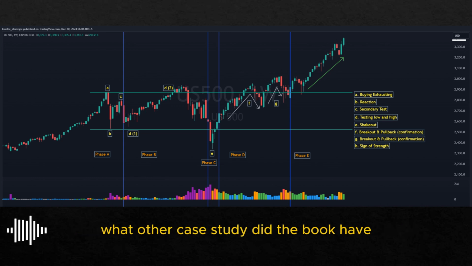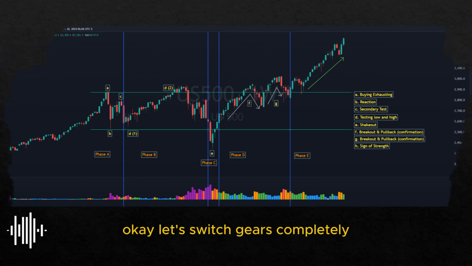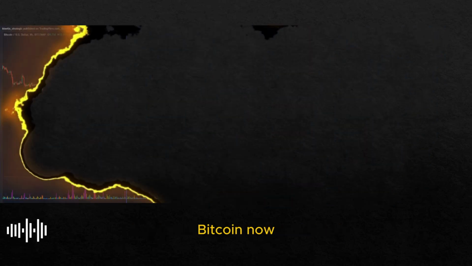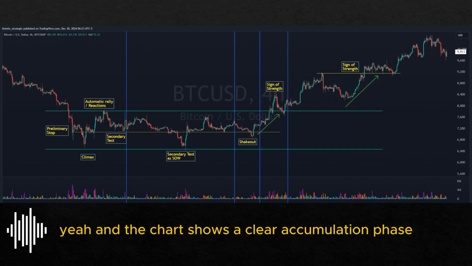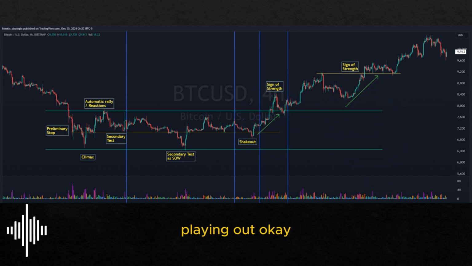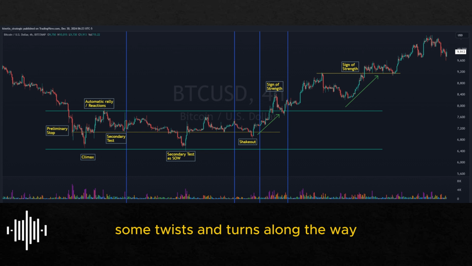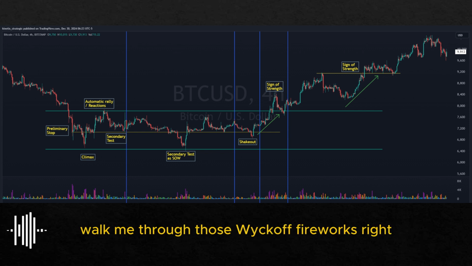What other case study did the book have? Okay, let's switch gears completely. Let's look at Bitcoin. Ooh, Bitcoin. Now that's a market where emotions run wild. Yeah, and the chart shows a clear accumulation phase playing out. But there are some twists and turns along the way. I bet. So walk me through those Wyckoff fireworks.